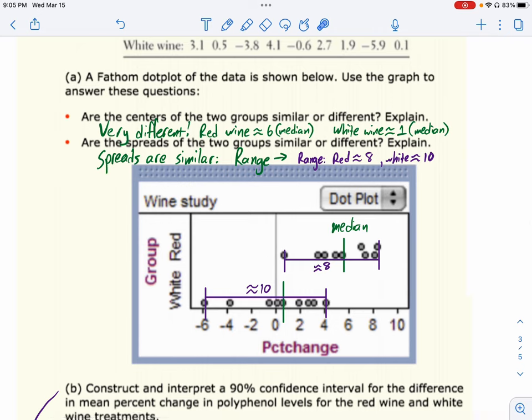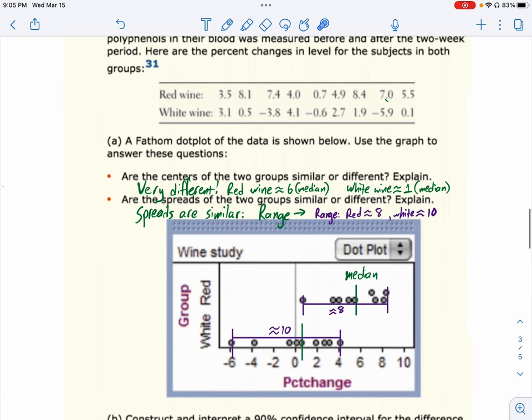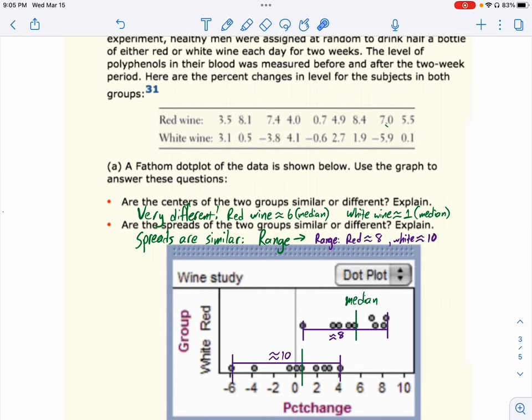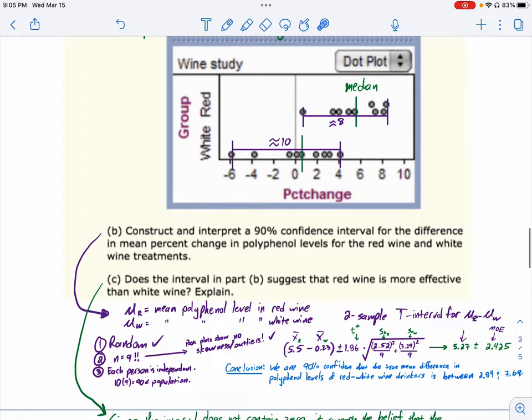The range is a measurement of spread. So for red wine, I did 8 minus 0, which is about 8. For white wine, it's 4 minus -6, which gives you a 10. So 8 versus 10, pretty similar. Also, in the calculator later, we're going to actually find standard deviation because I have this in the calculator. I'll show you they are pretty similar.